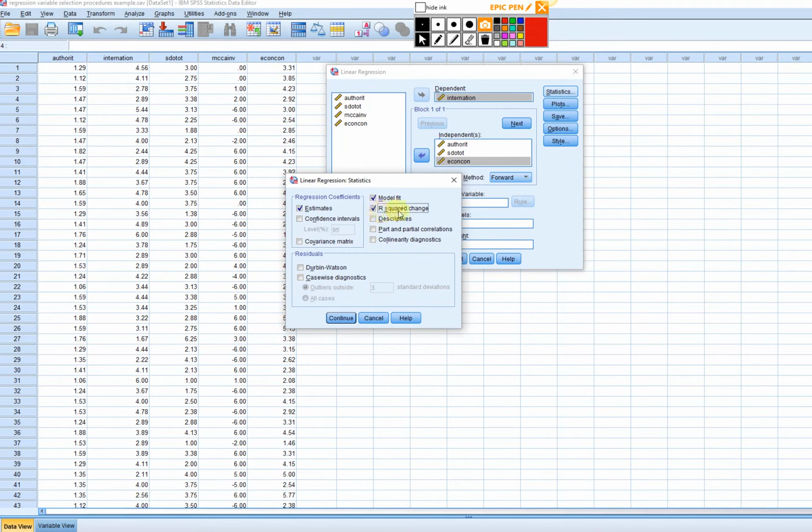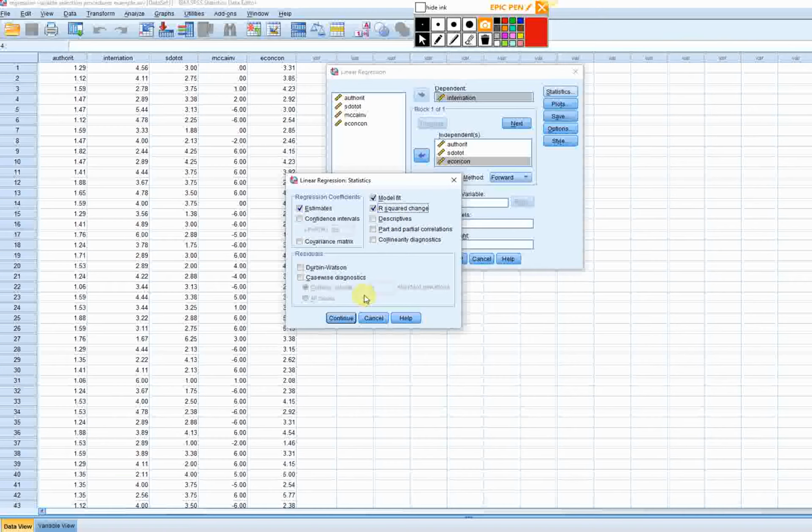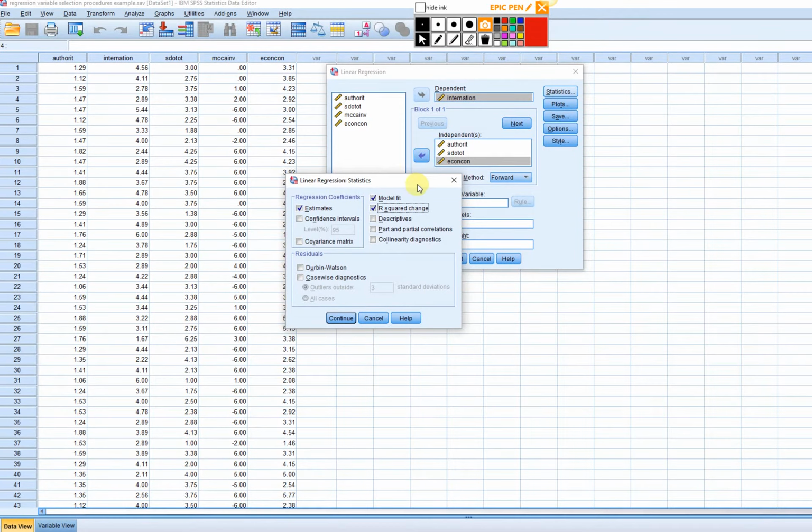I'm just going to keep it simple and just ask for the R-squared change value, because what's going to occur is that the program is going to enter in predictors in a series of models, and I want to see how much the R-squared change is. So as we add in predictors, how much additional predictive power do we gain when we do that?